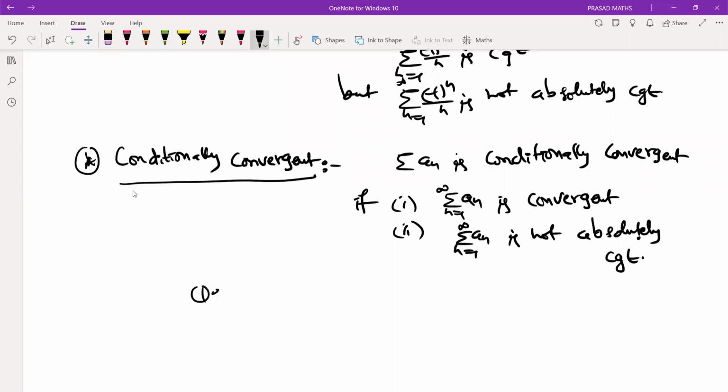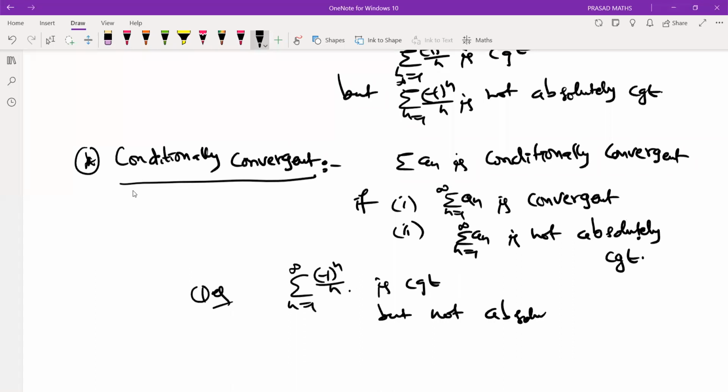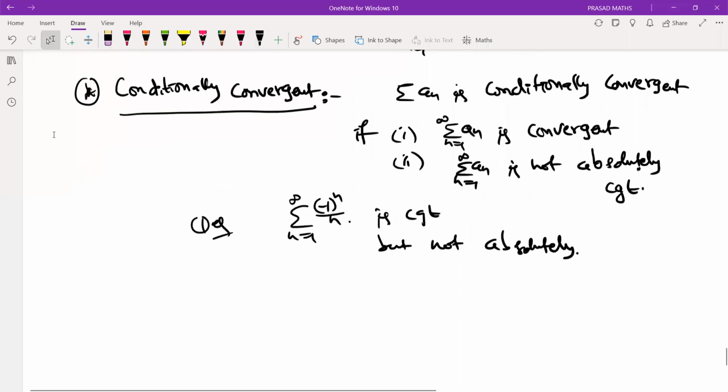Right? This is an example. It is convergent, but not absolutely. Therefore, it is conditionally convergent. Right?